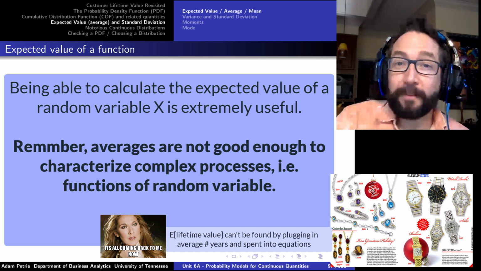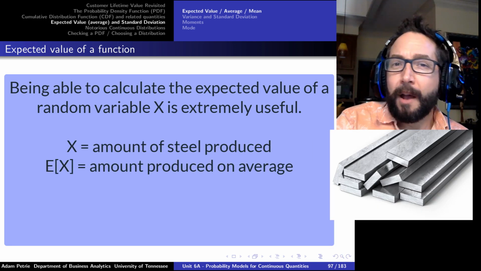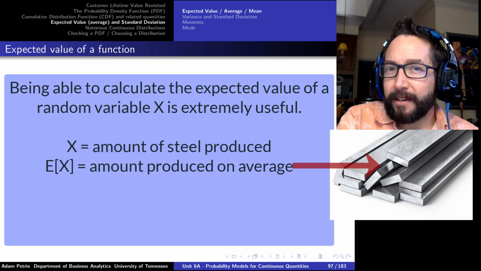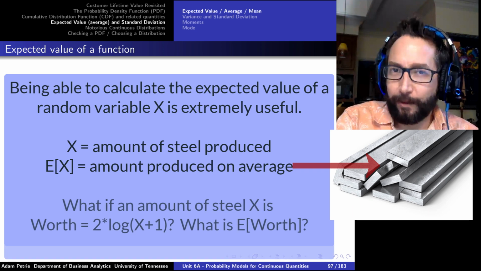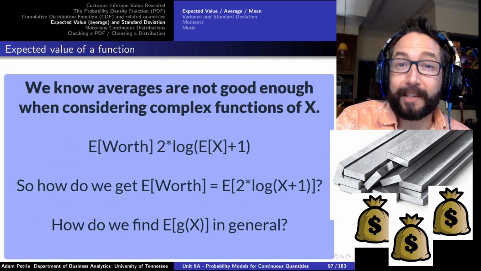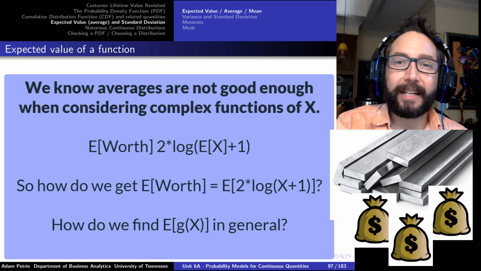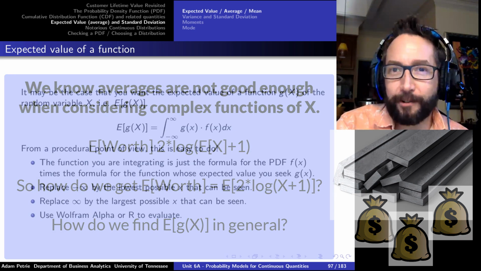Maybe I have a probability model for the amount of steel that some factory can produce, but what I'd like to know is what the expected value of that steel being produced is. So can we translate from amount to some value, where there might be an equation that tells us how much a particular amount is worth? So how would I get the expected value of that function?